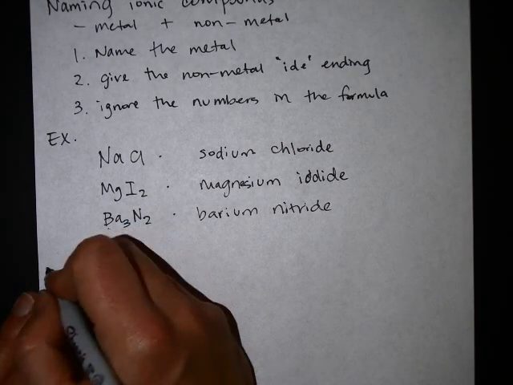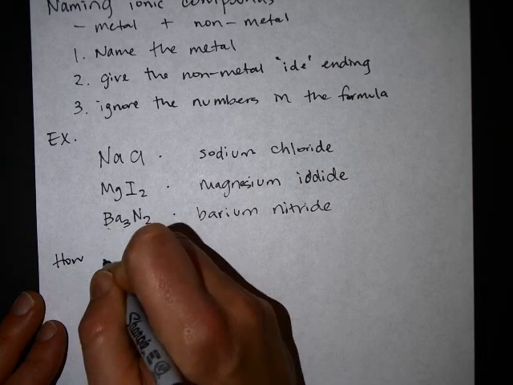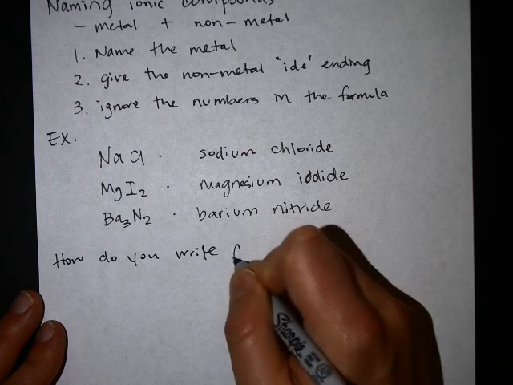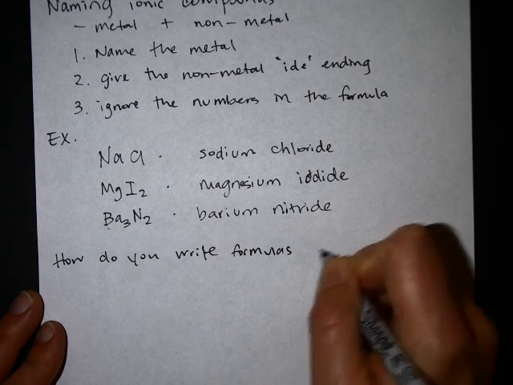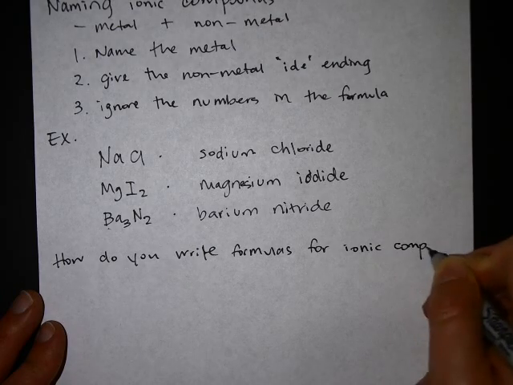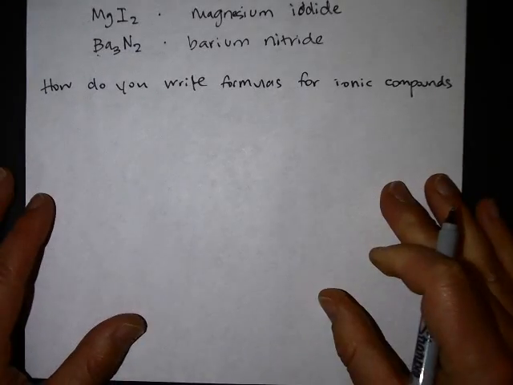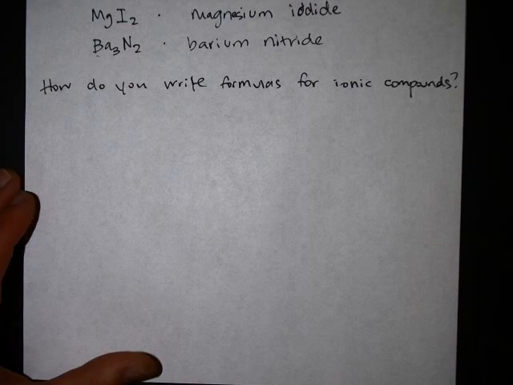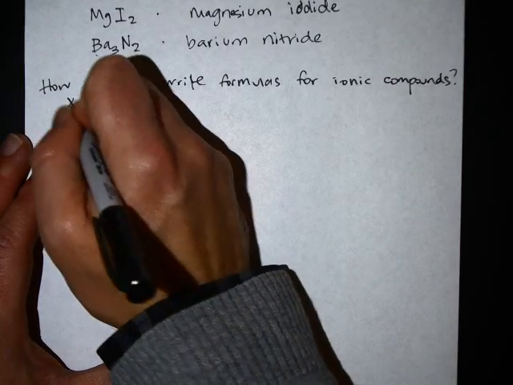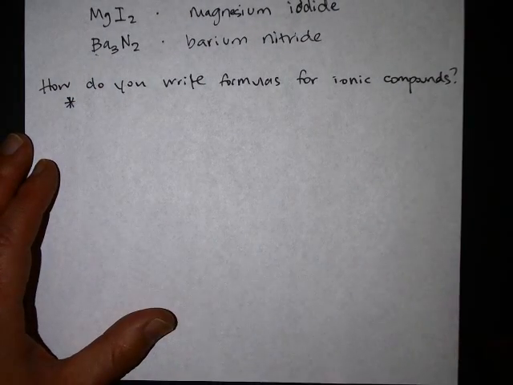Writing formulas is more challenging. So how do you do it? How do you write formulas for ionic compounds? The thing you need to remember is that the overall charge of any ionic compound is 0.